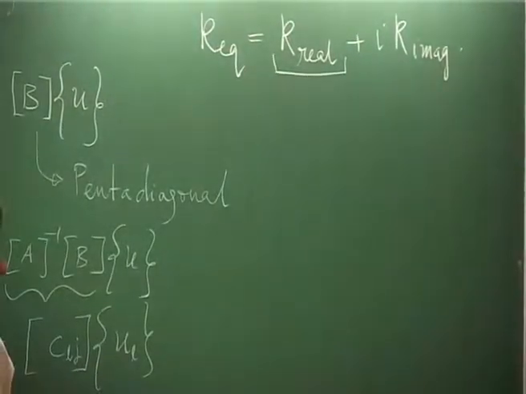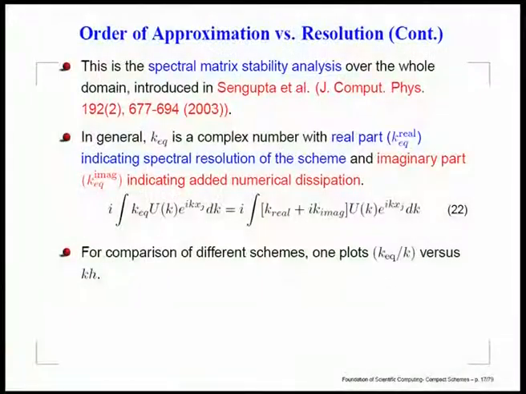However, what does the imaginary part do? Look at the iota sitting outside and there is one inside. So, this will give us something like e to the power minus k imaginary into x. So, whenever you would estimate this k equivalent, the real part would tell you how well the phase has been represented, while the imaginary part will tell you if you have added numerical dissipation.